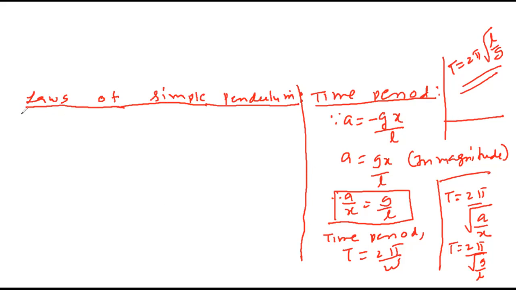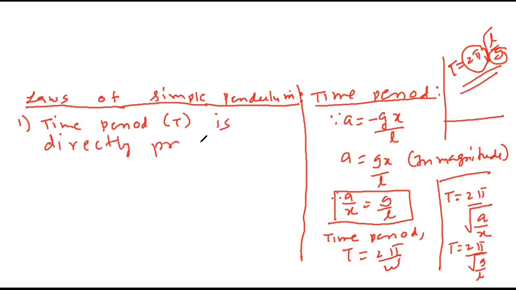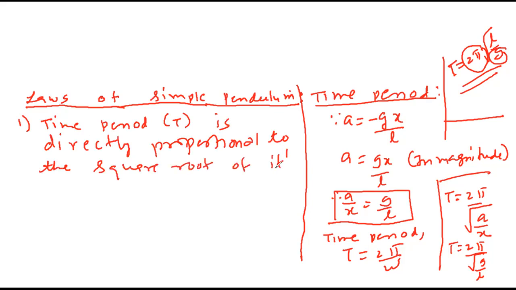Laws of simple pendulum. See, 2 pi is constant, g is constant. So what is the relation between T and L? Directly proportional to root L. So time period T is directly proportional. Time period capital T is directly proportional to the square root of its length.